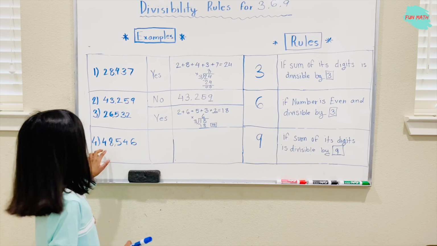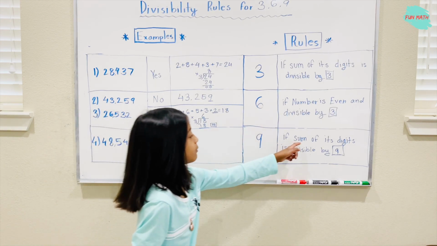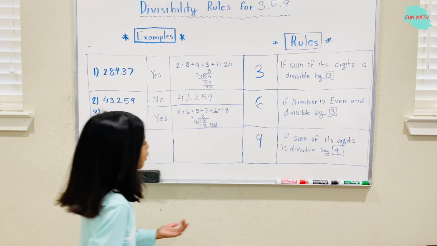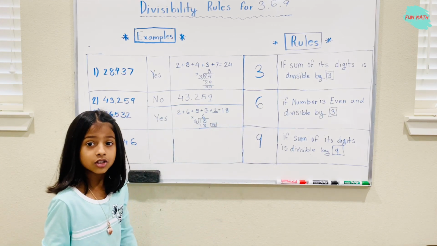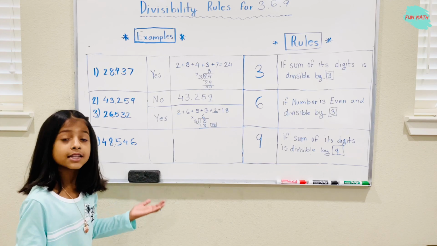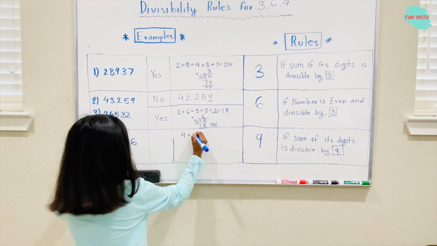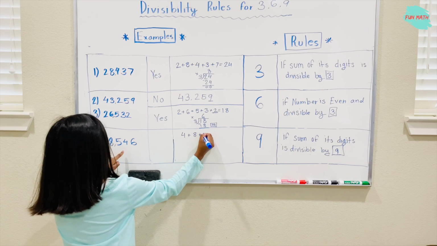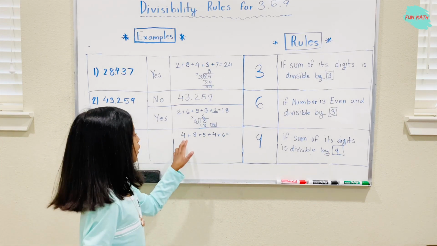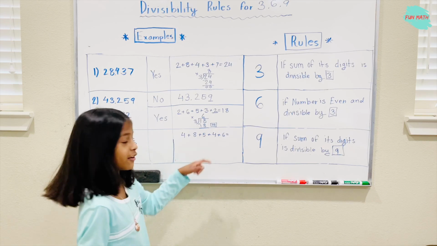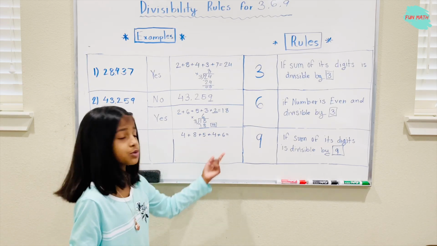Okay, now let's move on to the fourth example. Is 48,546 divisible by 9? Let's check if the sum of its digits is divisible by 9. Up here is the same exact rule. So that means you also have to add all these up and then divide it by 9 to check. So we're going to write 4 plus 8 plus 5 plus 4 plus 6. So what will we get if we add it? If you add 4 and 8, you will get 12. If you add 12 and 5, you will get 17. If you add 17 and 4, you'll get 21. If you add 21 and 6, you will get 27.